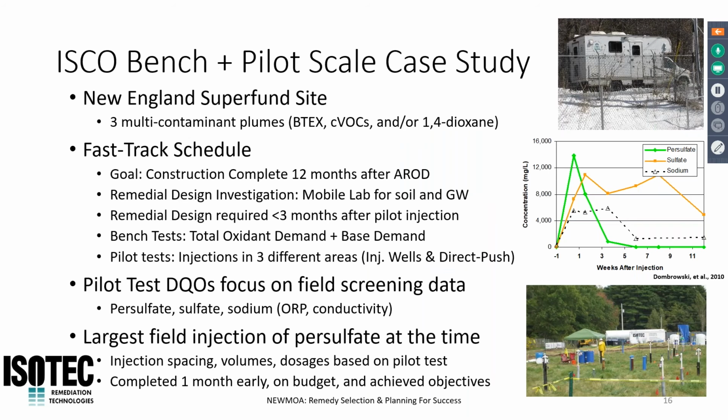And another case study that's near and dear to my heart was a New England Superfund site that had three contaminant plumes: BTEX, chlorinated solvents, 1,4-dioxane. Different plumes had different combinations and different concentrations of these. And we had a very fast track schedule at the time. There was an ROD that changed the remedy from pump and treat. It was actually a field pilot test for pump and treat, and we realized there were going to be numerous challenges to that at this site. So an amended ROD was put in place with in-situ chemical oxidation. And EPA wanted construction complete within 12 months of the ROD.